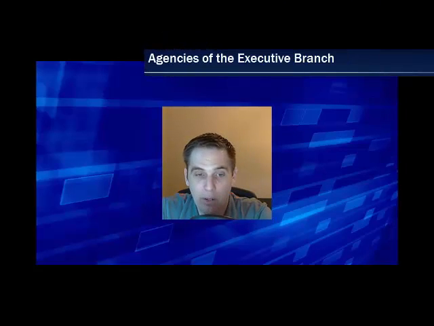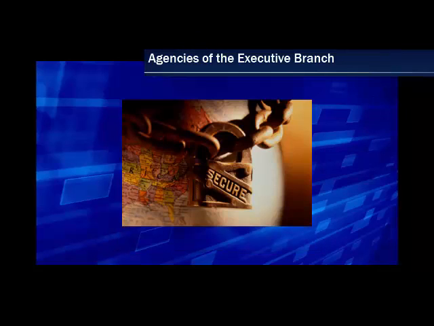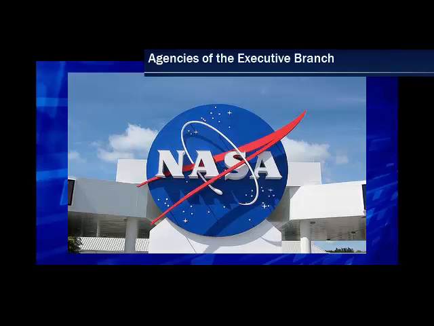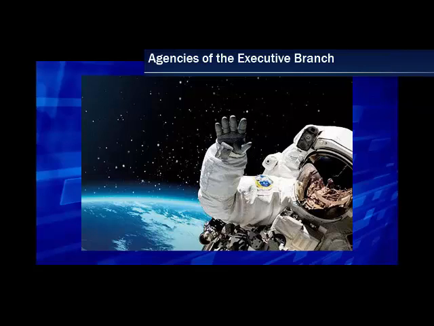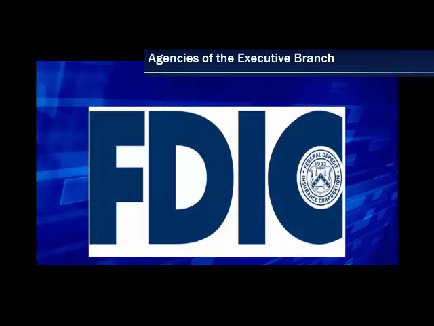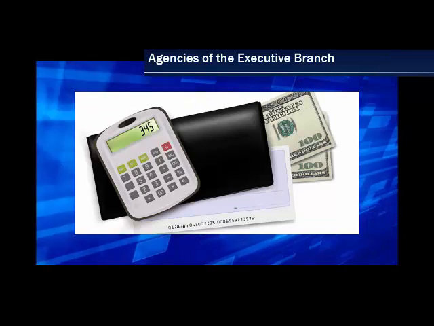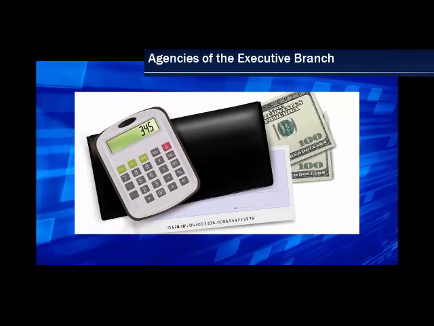Now, some of these agencies you are familiar with, some of them you're not. Ones that you've definitely heard of are the CIA, that's our intelligence, our spy network. NASA, send rockets to the moon, explore space, that's an agency of the executive branch. One you haven't heard of, or you might have noticed but didn't really know what they do, is the FDIC. They're the ones that insure people's bank deposits to make sure that your money will always be in the bank if you have money in the bank.